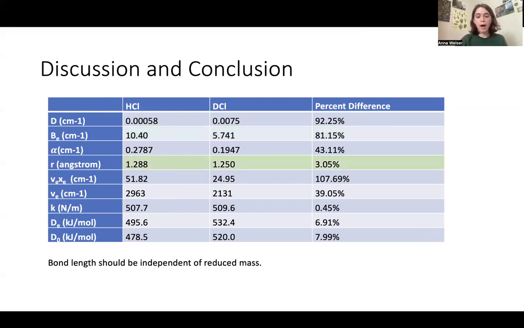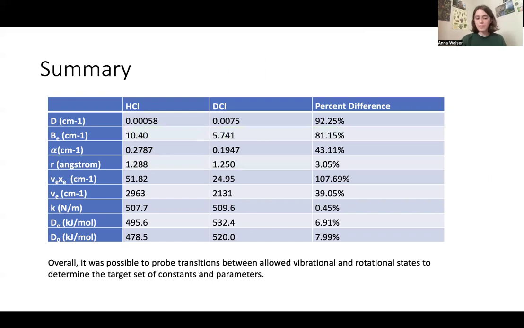Contrastingly, we found that the bond length did not depend on the reduced mass, and that's also consistent with our hypothesis because that's related to our electronic structure and bonding. We also correspondingly saw that other terms describing bonding did not depend on reduced mass. So overall, it was possible to probe the transitions allowed between the vibrational and rotational states to determine an important set of constants and parameters.